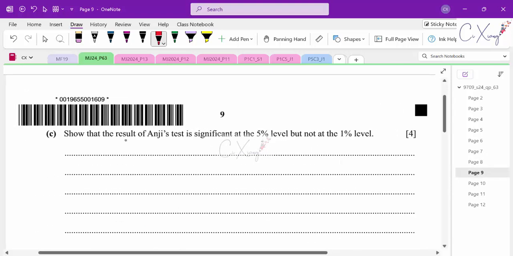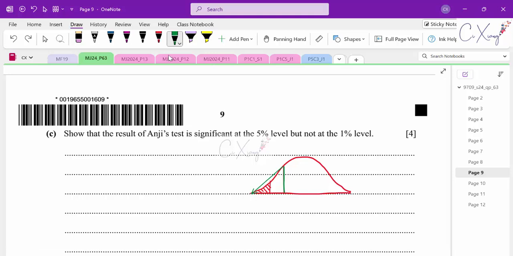They want to show that the result of Angie's test is significant at the 5% level, but not at the 1% level. Talking about the 5% level and the 1% level, basically it means that if you run the test, it will be significant at one level, but it will not be significant at the other. So let's say this is the 1% level, and the bigger one is the 5% level. They want you to prove that the test is significant. Significance means that it is more than 1%, but less than 5%.